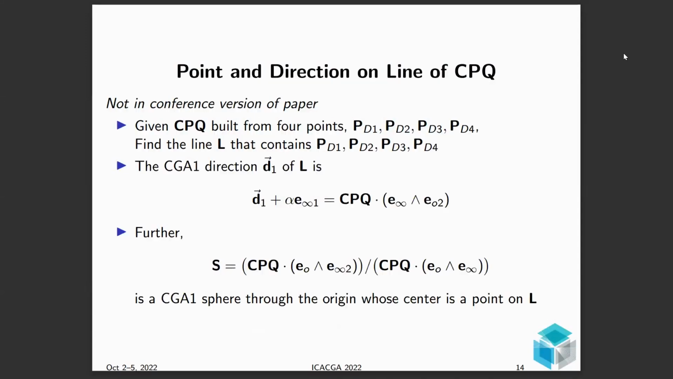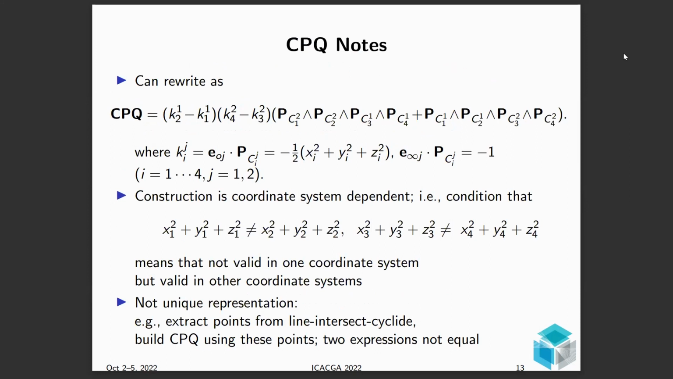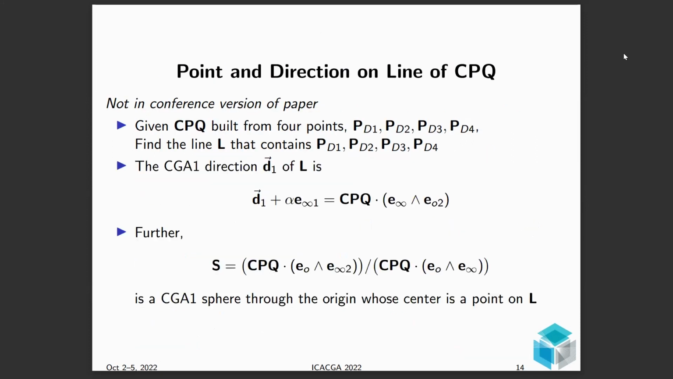We have some partial results there, where if the collinear point quadruple was computed using this equation, then we're able to extract the direction of the line. And using this equation, we get a sphere that passes through the origin, whose center is a point on the line. So you just invert the point at infinity, you get the point on the line that way. So we could do this.